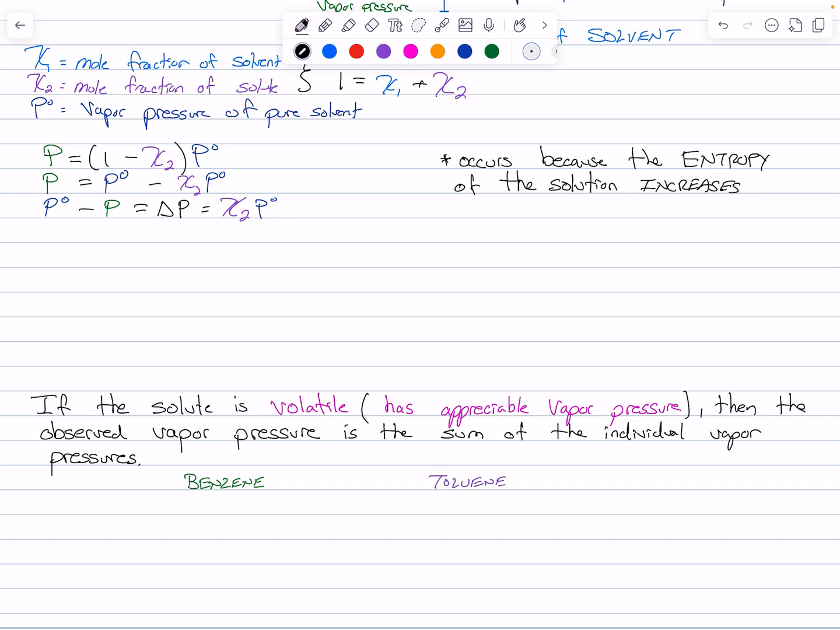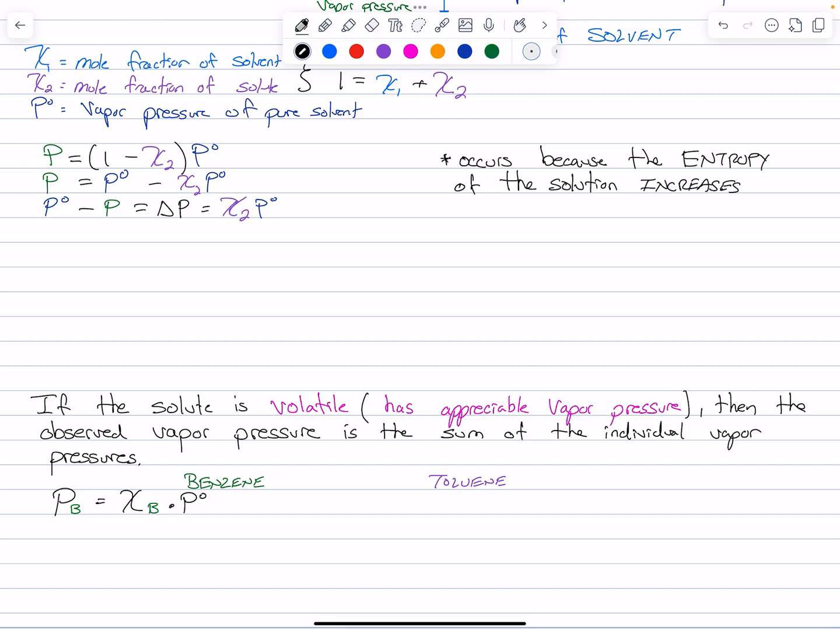All right. So that means the pressure of benzene would equal the mole fraction of benzene times the vapor pressure of pure benzene, as well as the pressure of toluene equals the mole fraction of toluene times the pressure of pure toluene.